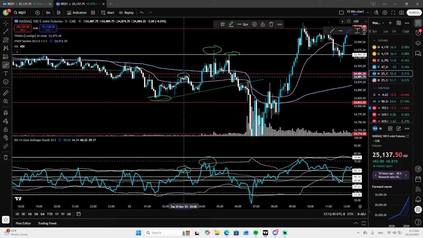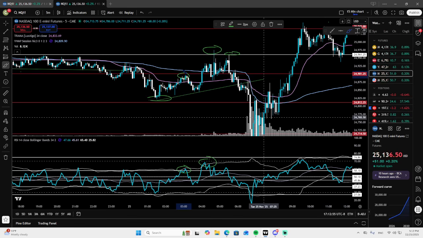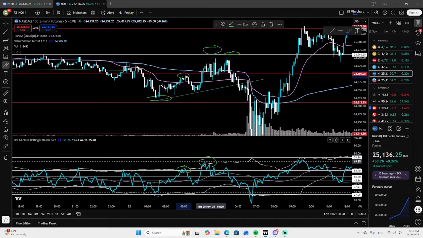Right. So I have a question. Yes, sir. How would that be considered a divergence? Because RSI was higher, it was also higher. So is that just not RSI making higher highs and price also making higher highs? Correct.